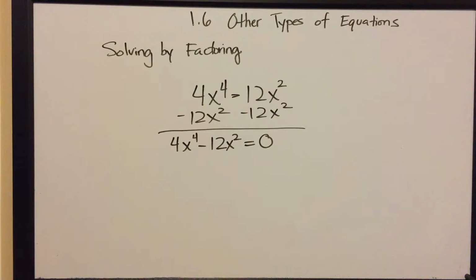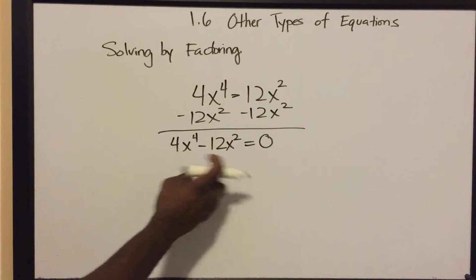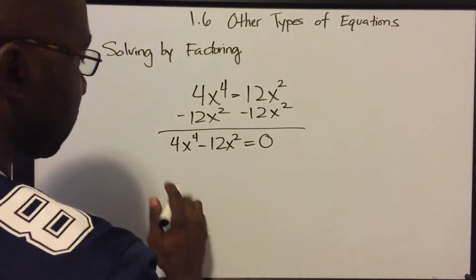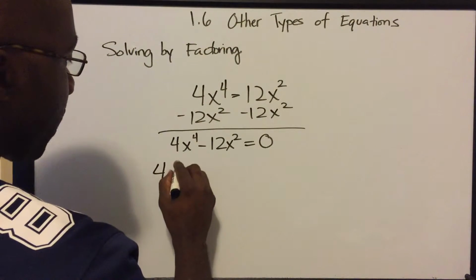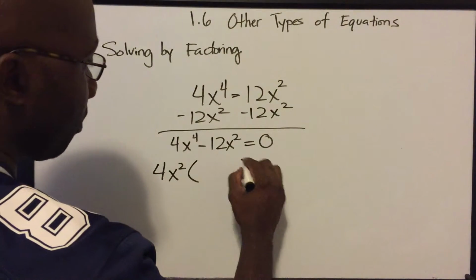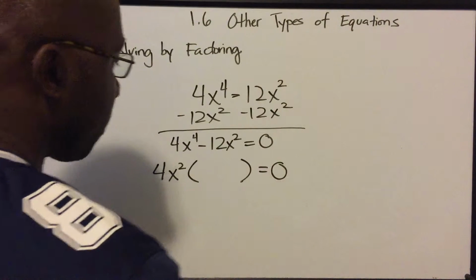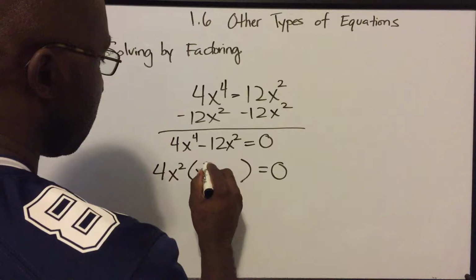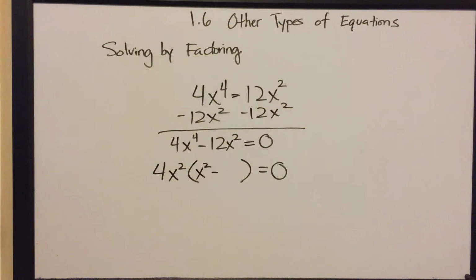Now that we have that, remember, it's solved by factoring. So we can factor 4x squared out of this. We have 4x squared, put our parentheses, equals 0. Then we ask ourselves, what must I multiply 4x squared by in order to get 4x to the 4th? That is x squared. Then, what must I multiply 4x squared by in order to get 12x squared? That is 3.